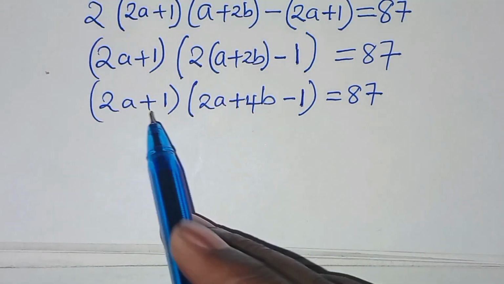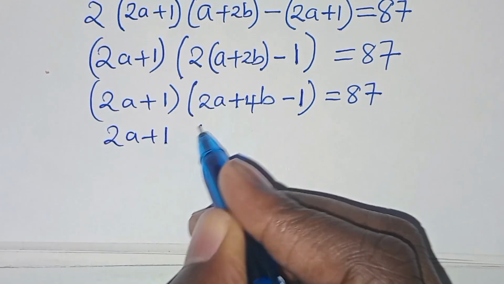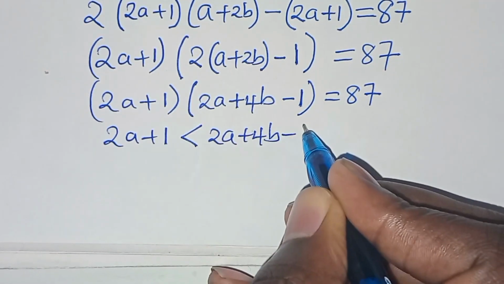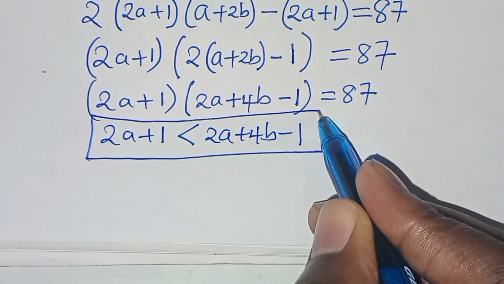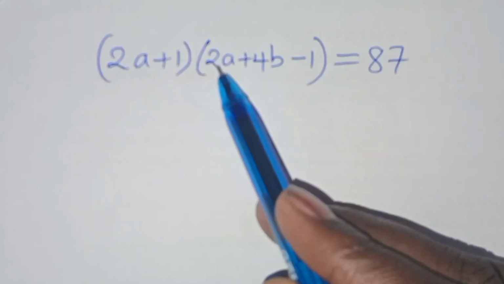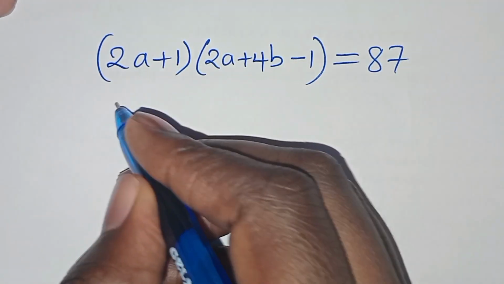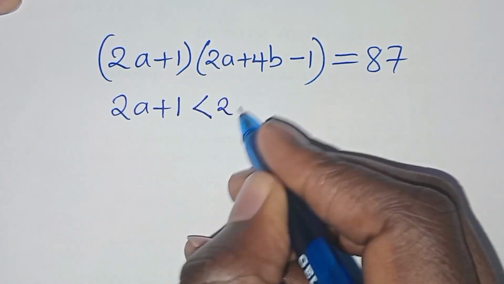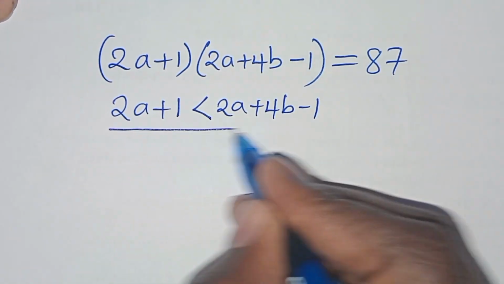Now we have that 2a plus 1 is less than 2a plus 4b minus 1. Okay, so this condition is very critical. Here we have 2a plus 1 into the bracket 2a plus 4b minus 1, equal to 87. But now 2a plus 1 is less than 2a plus 4b minus 1. This condition is very critical.